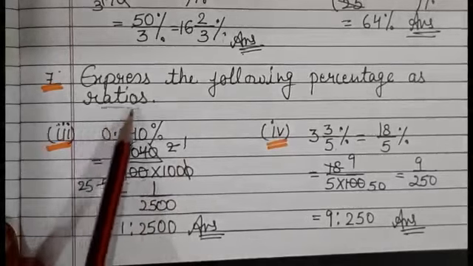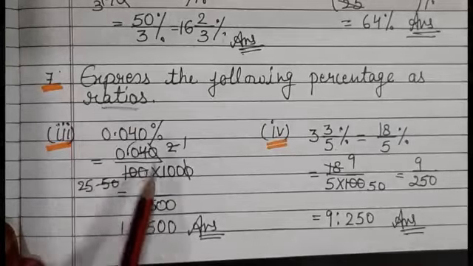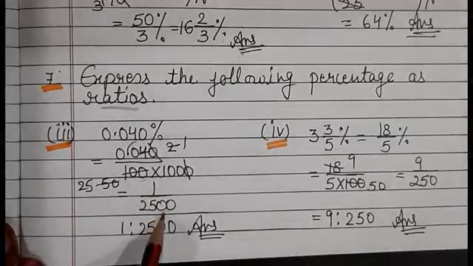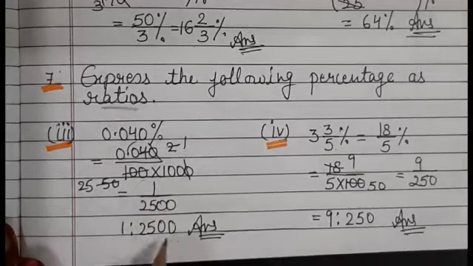We have to convert into ratio, right? So don't leave your answer till here. We have to convert into ratio. So answer will be 1 is to 2500.